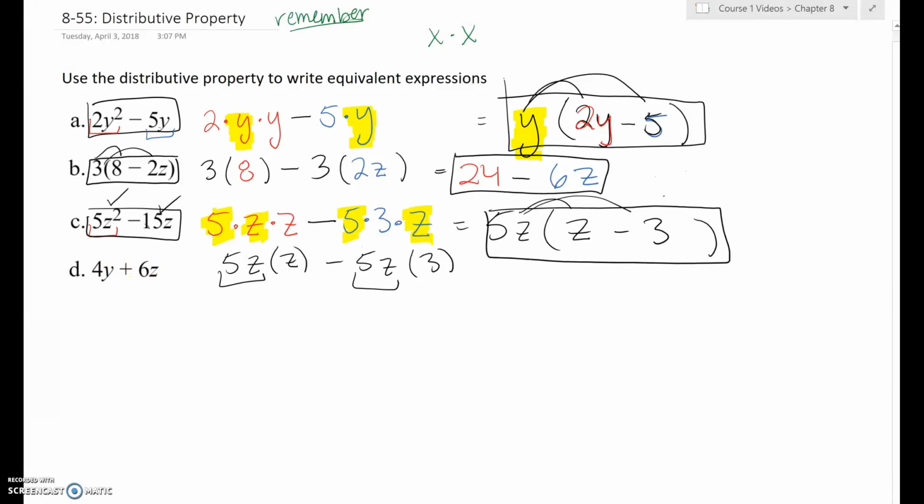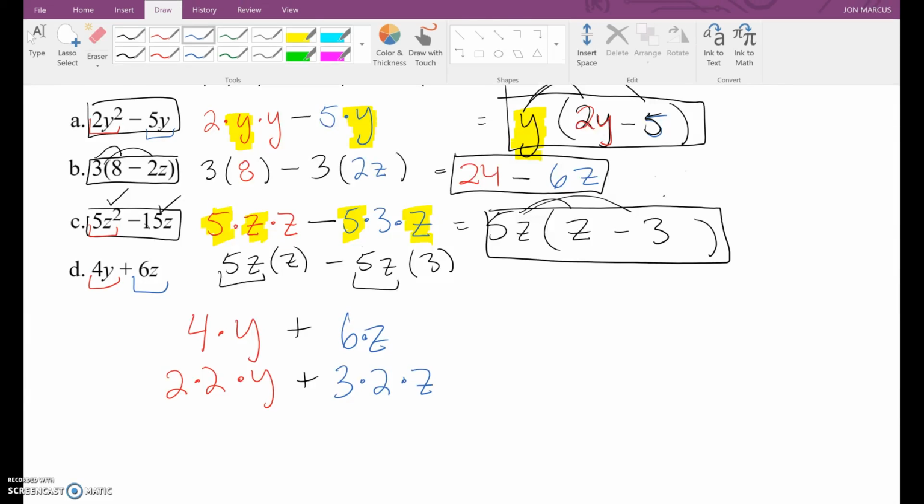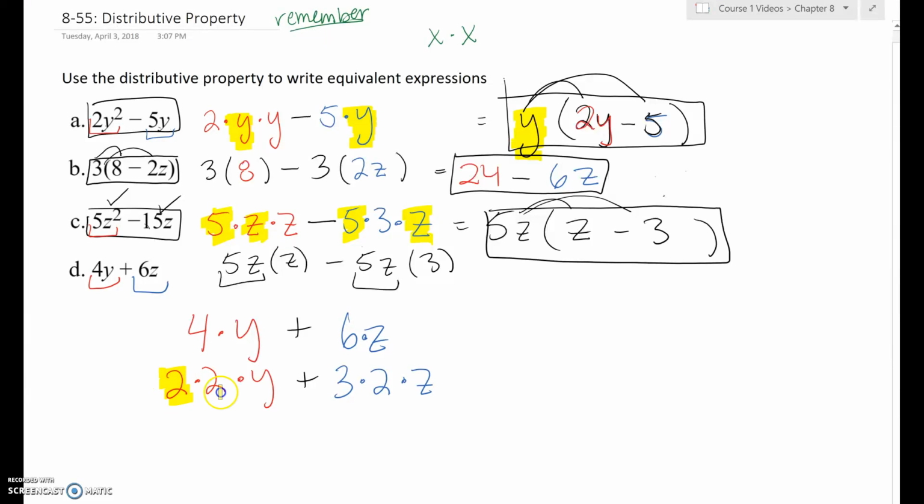So here we go. So red, let's do my red expression. So 4 times y, which is the same thing as 2 times 2 times y, plus the blue expression is 6z, and 6z is 6 times z, which is the same thing as 3 times 2 times z. So what is shared for both? Ooh, in this case, it's not too much. It's the 2. There's a common factor of 2.